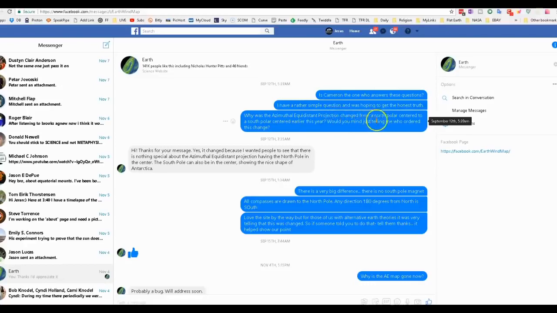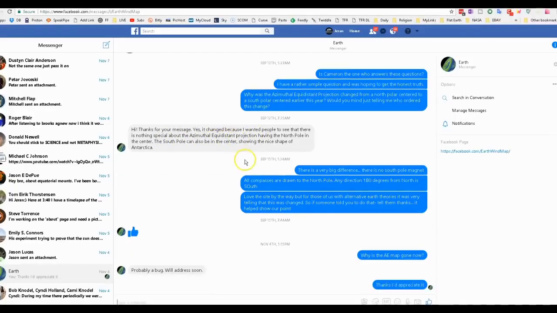So I did go into Facebook, found the guy whose site it is, and you'll see here a little conversation between us. I said, is Cameron the one who answers these questions? I have a rather simple question, and I was hoping to get the truth, or the honest truth. Why was the azimuthal equidistant projection changed from a north polar centered to a south polar centered earlier this year? Would you mind telling me who ordered that change? You'll see he responded to me.